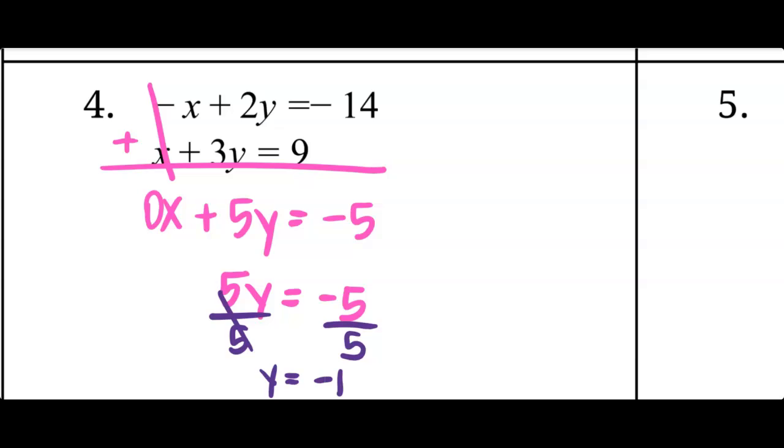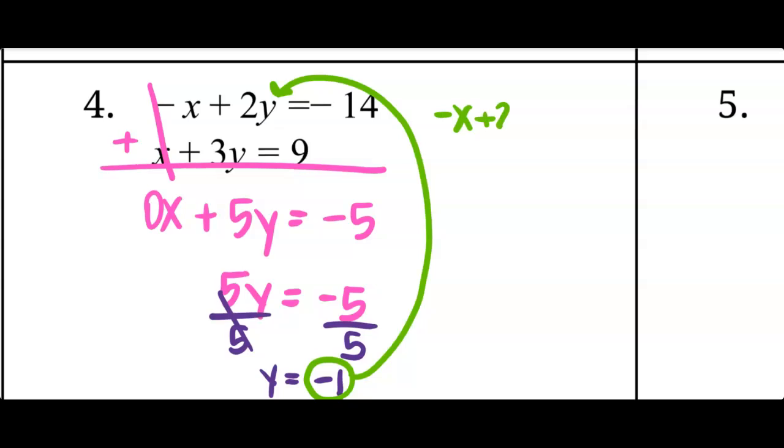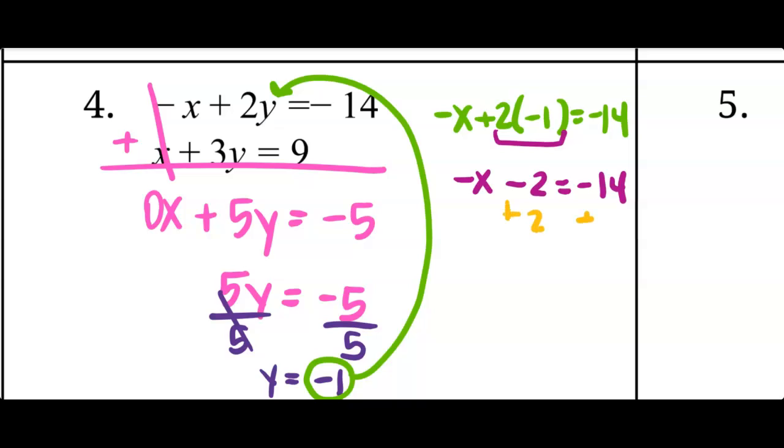Once you've solved for one, you can solve for the other. So we're just going to take our y equals -1 and substitute it back in for y in either one of our equations. It doesn't matter which. So I have -x plus 2 times -1 equals -14. Then I just solve like normal. Multiply the 2 and -1 to get -2. Add 2 to both sides. And then finally divide by -1. So then we get that x is equal to 12.